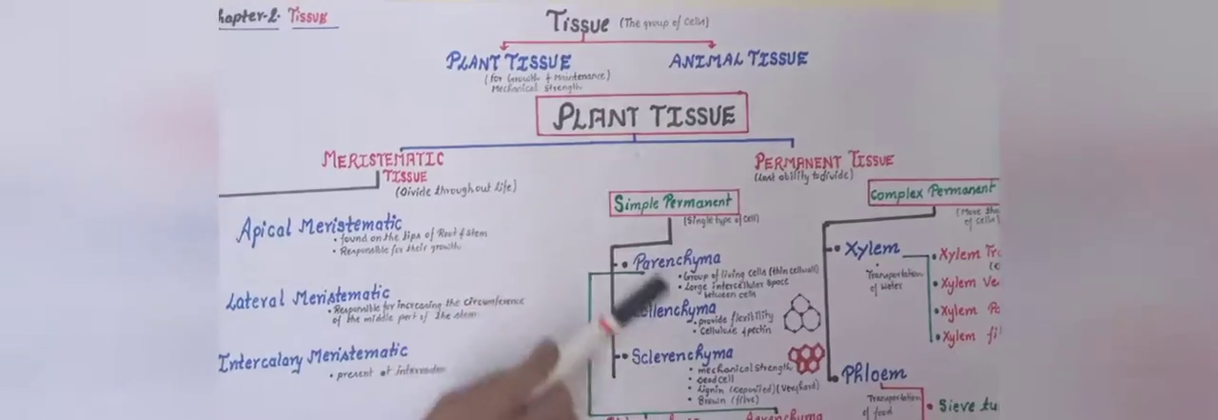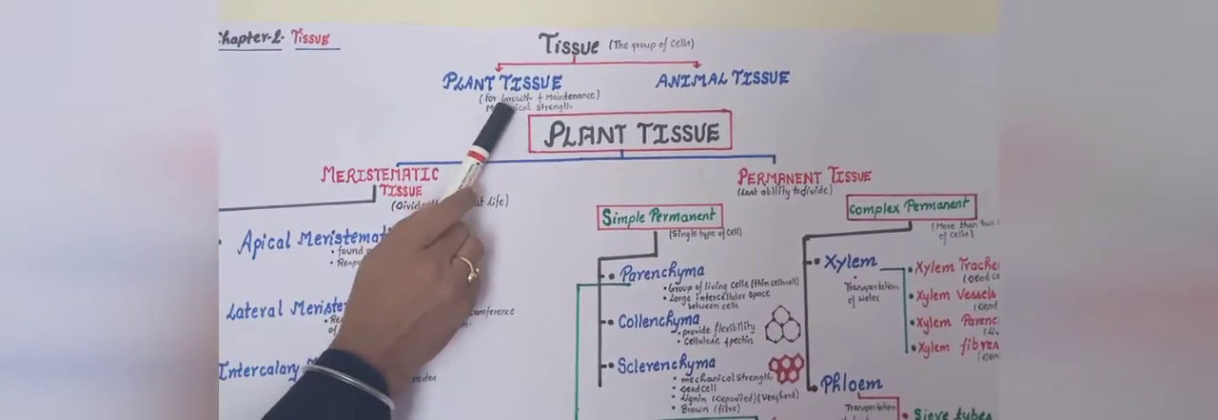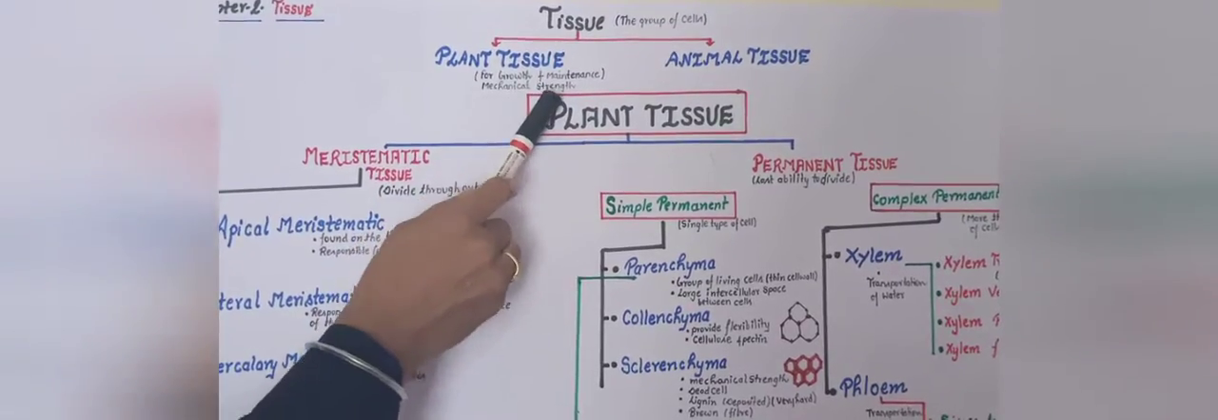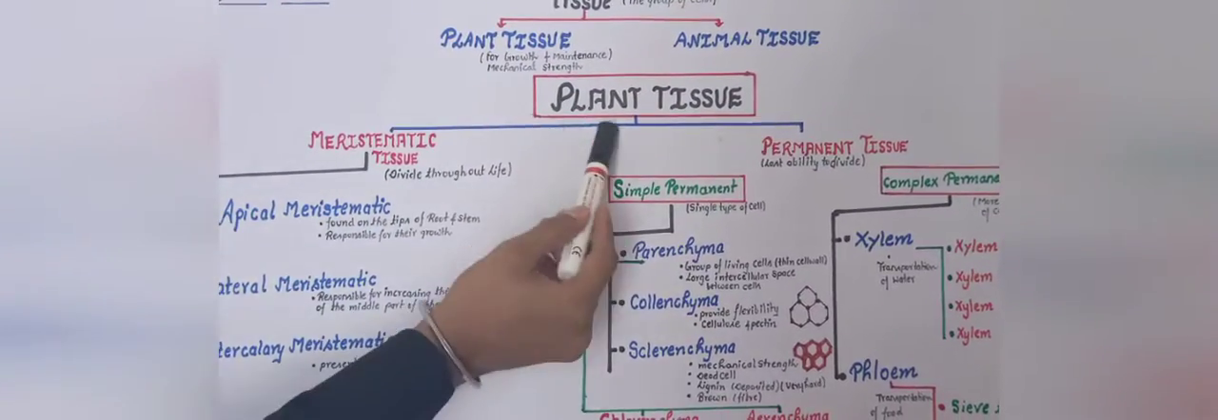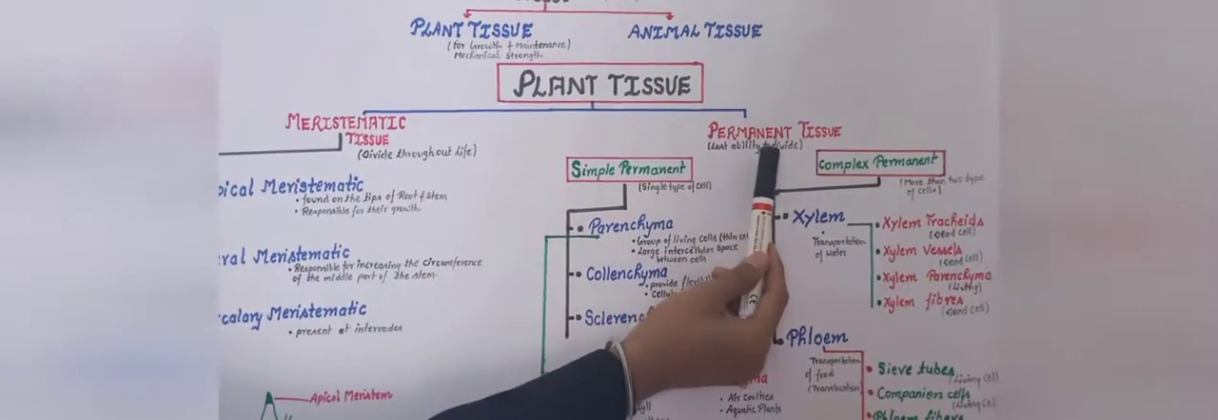As you know, the main difference between plants and animals is that animals show locomotion, but plants are stationary. So in the plants, the tissue is responsible for growth and maintenance and also provides mechanical strength. Plant tissue is of two types, meristematic tissue and permanent tissue.